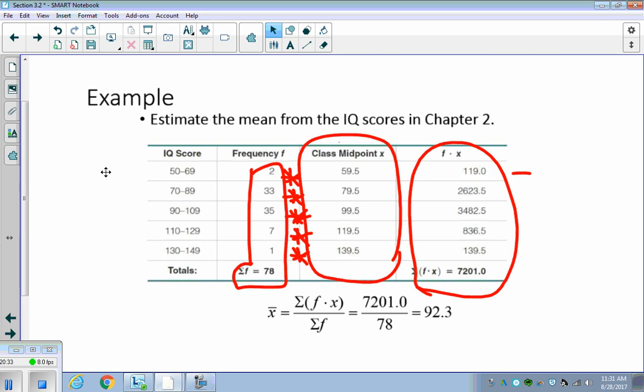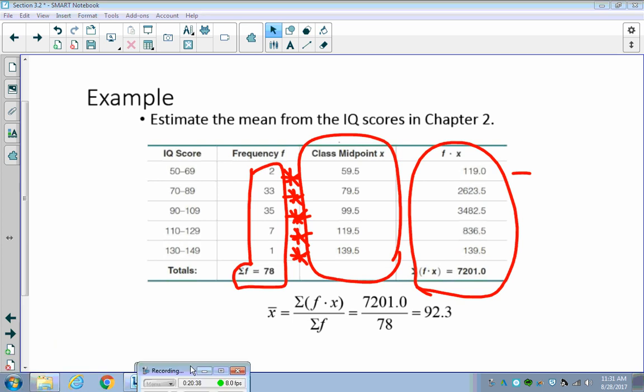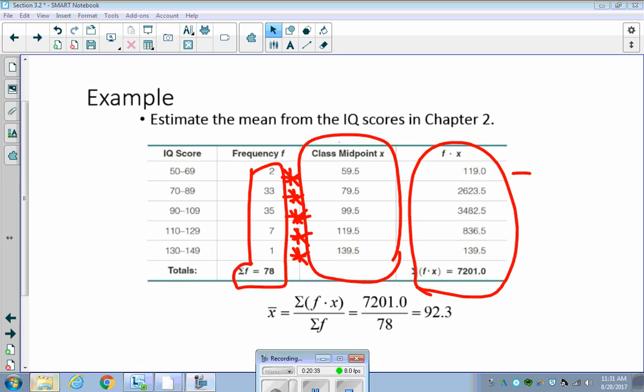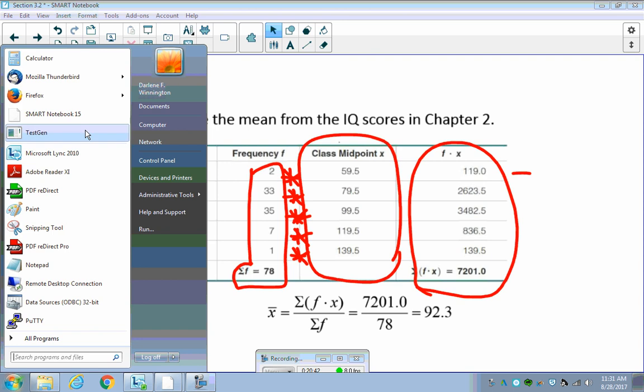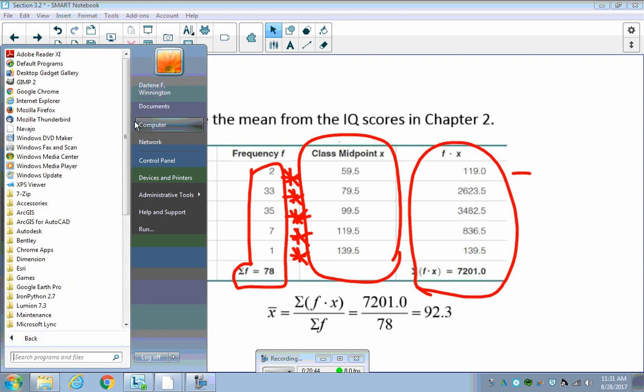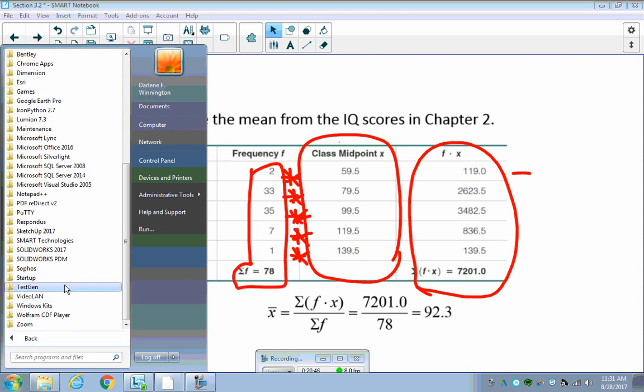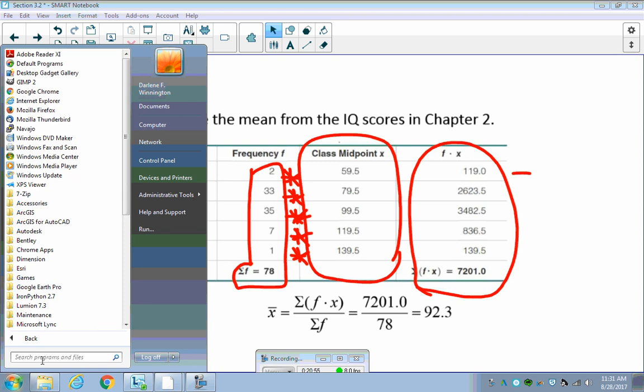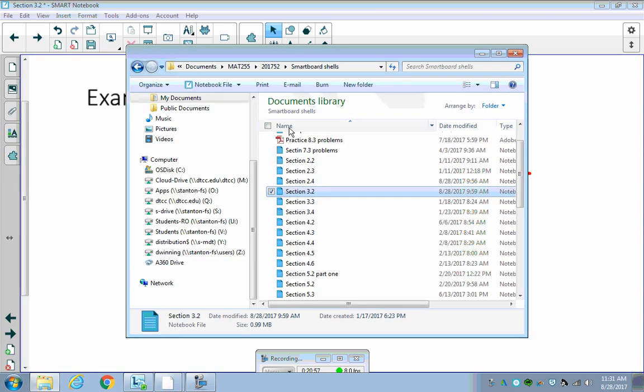So I would like for you to bring out your calculators. And of course, mine isn't installed on this machine. That's okay. I have a backup plan.